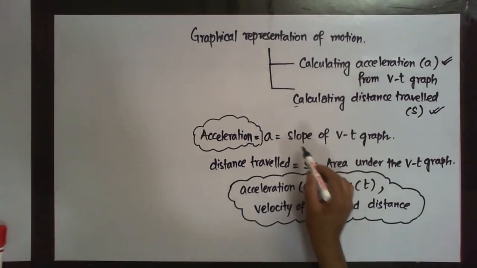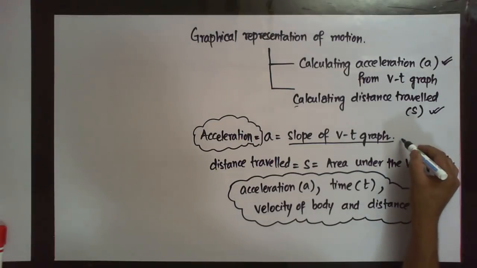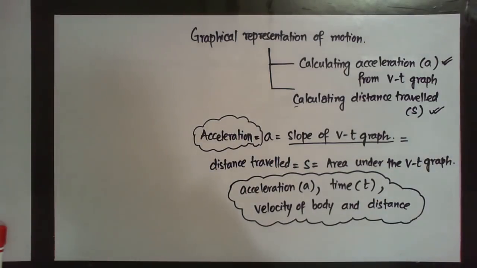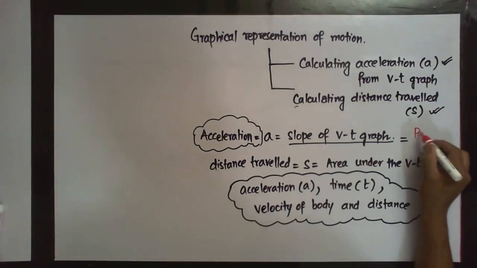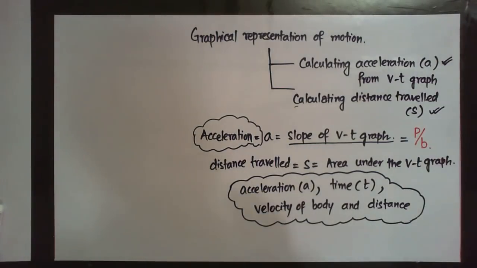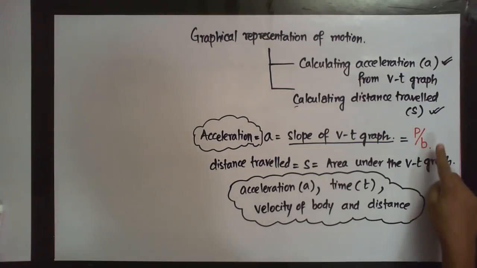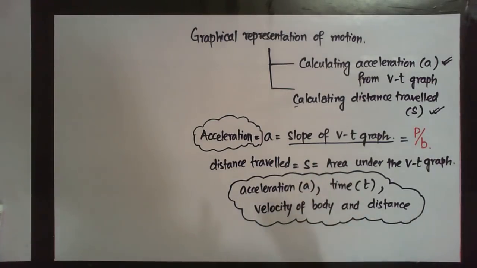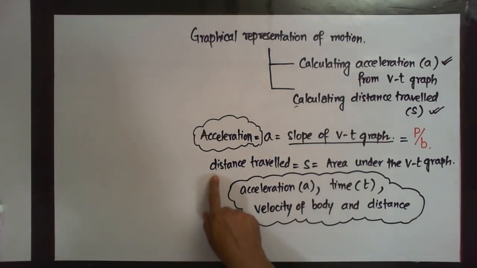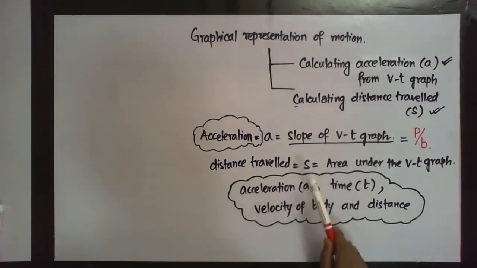We found out the slope of the VT graph, and this is nothing but perpendicular divided by base. We found out the ratio of perpendicular to the base and find out the slope of the VT graph and get the acceleration of the body. And we also found out the distance traveled. Distance traveled is represented as S, and S is nothing but area under the VT graph. That we have already talked about, and we have solved a few numericals also.